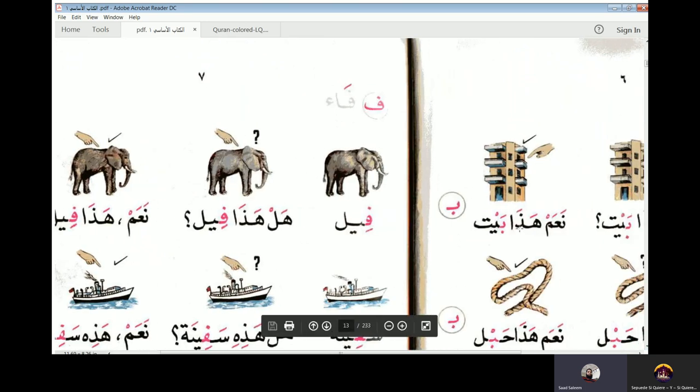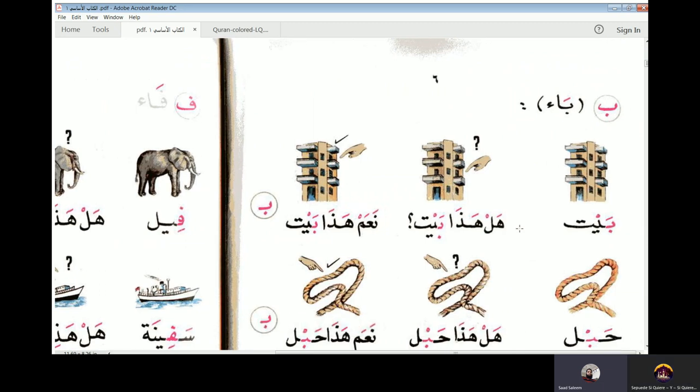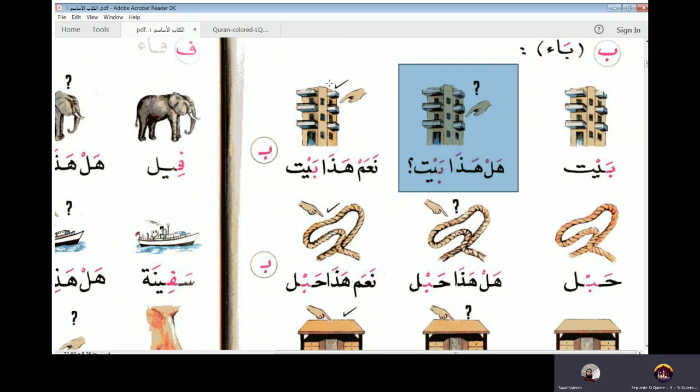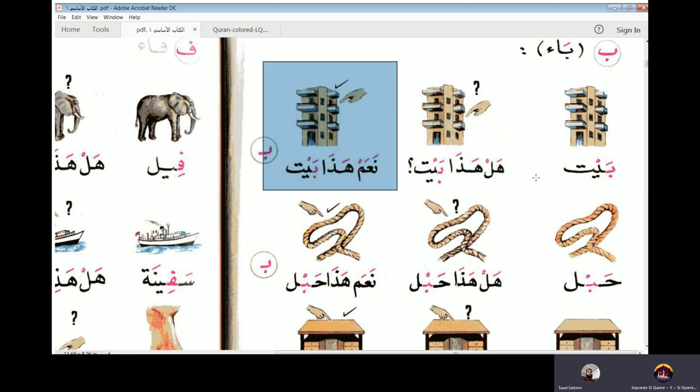Then we have, pronounce ba. Ba, baytun. A house. Hal hada baytun? Hal means the same thing. Is this a house? Hal hada baytun? Naam. Hada baytun. Yes, this is a house.